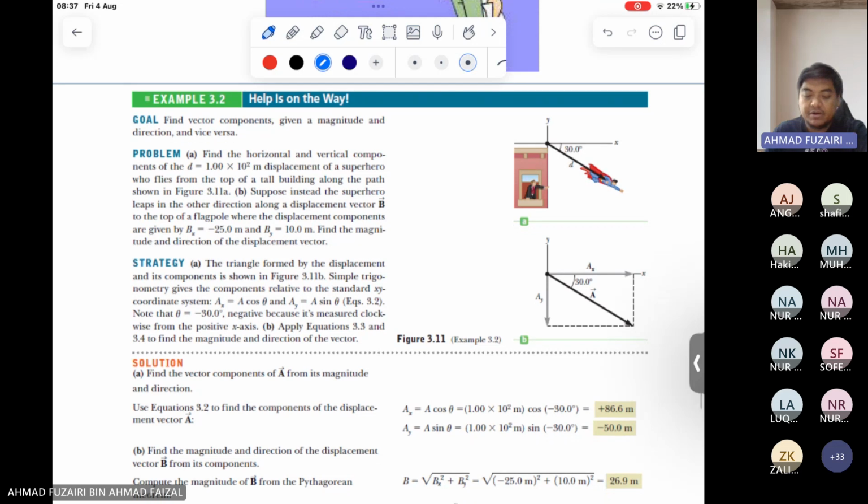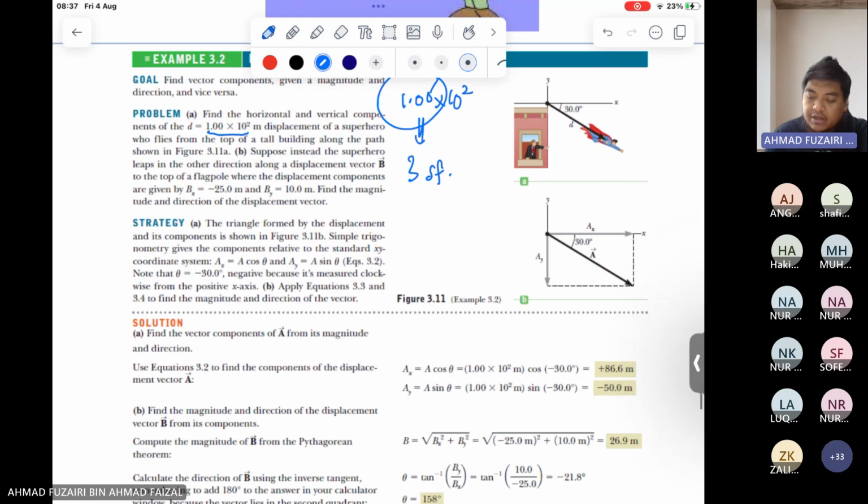Okay, find the horizontal and vertical components of D. Okay, 1.00 times 10 power of 2. Okay, tengok betul-betul macam mana dia tulis ni. Kenapa dia tulis 1.00? Maksudnya dia nak, this is 3 significant figures. Okay, is displacement of superhero who flies from the top of tall building along the path shown in figure 3.118. Suppose, okay, this will cari first, find the horizontal and vertical component. Tengok cara dia dikira.